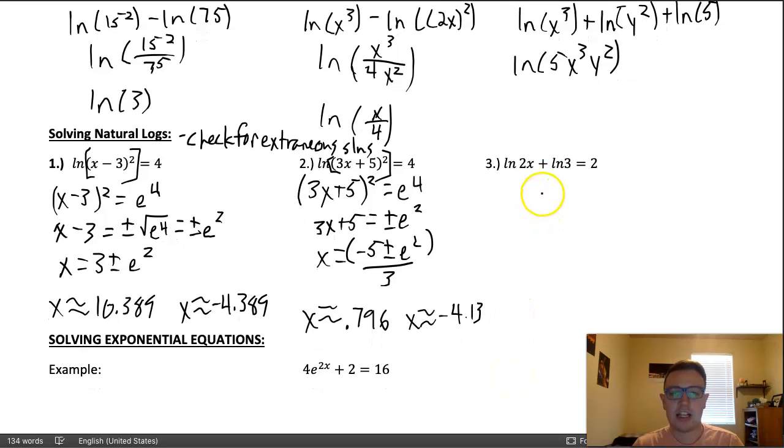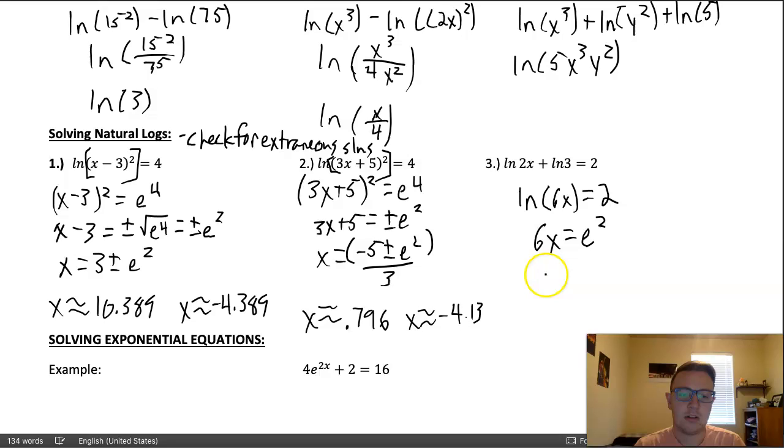Okay, one last one. What is ln of 2x plus ln of 3 is equal to 2? What's x? For this one, we have to combine these two. So it'll become ln of 2x times 3, or ln of 6x is equal to 2. So we have a natural log, or log base e. That means that 6x will be equal to e squared. We take the e value and move it over to the other side, where x is going to be equal to e squared over 6.